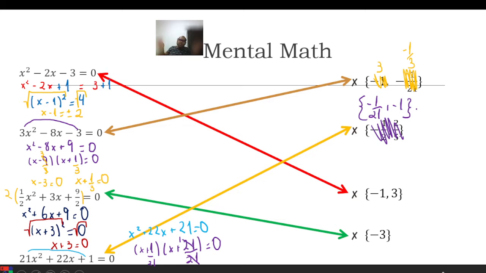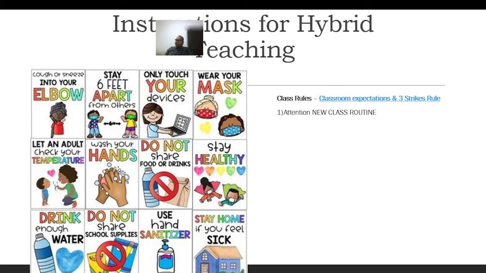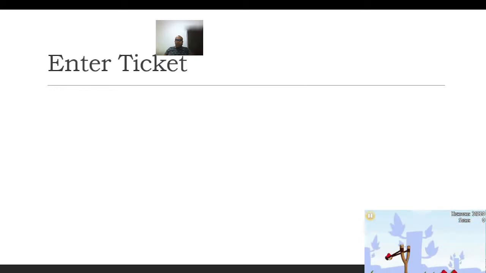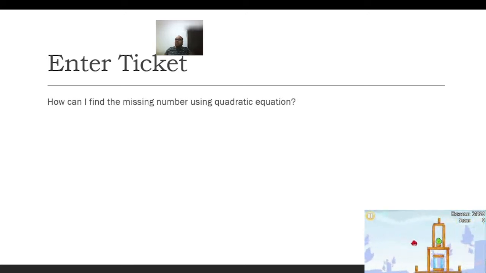Great, guys. It's easy. Let's go ahead with our lesson. Okay, here are the instructions. Everybody remember what I need to do. Right now, guys, today we're working on applications about area and consecutive integers. Our entry ticket today is: how can I find the missing number using a quadratic equation?